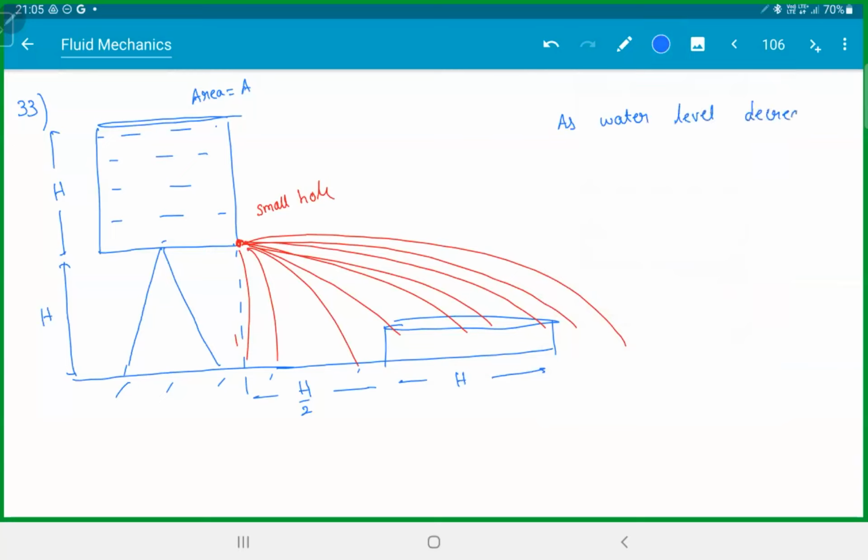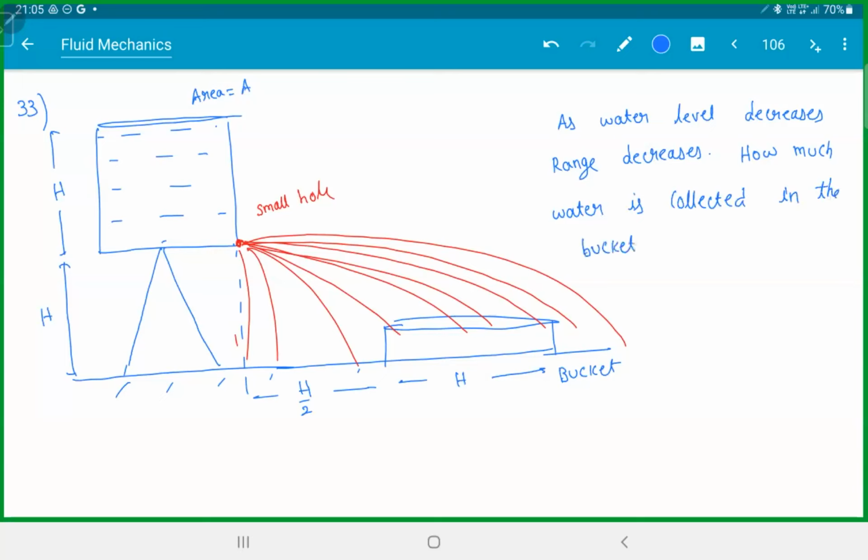So the question is, how much water is collected in the bucket? We have a bucket of width h. As the water level decreases, range decreases. That means some part of the water fell into the bucket. How much water is collected in the bucket? Got the question?